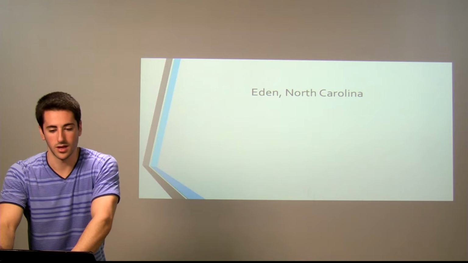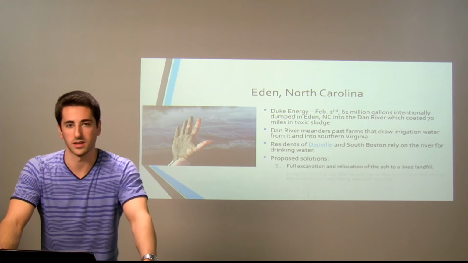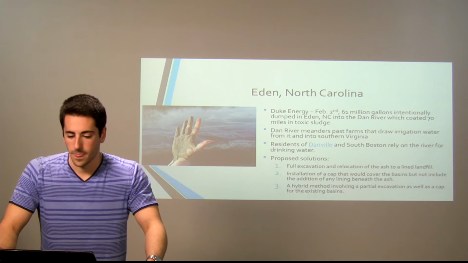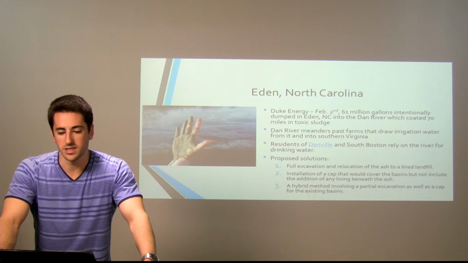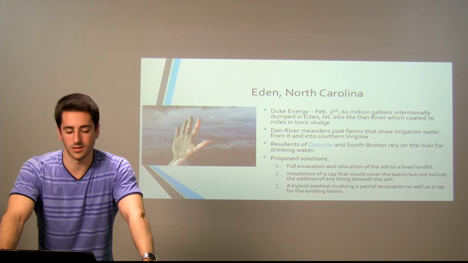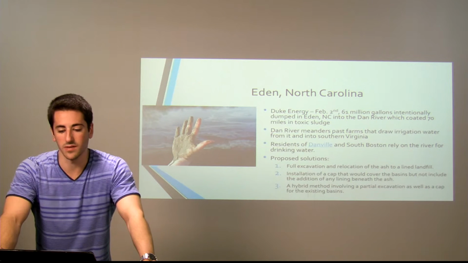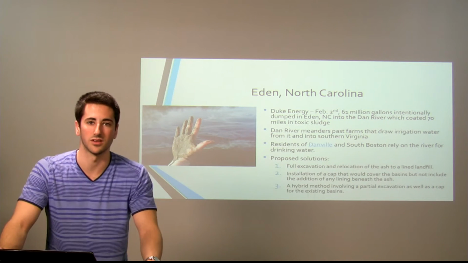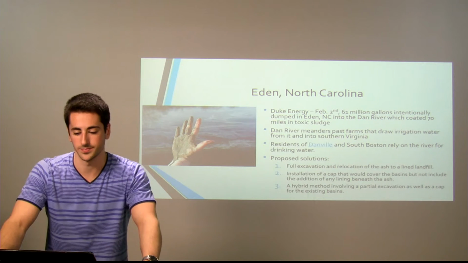The second example happened in Eden, North Carolina, on February 2nd. Duke Energy, a local company, dumped 60 million gallons into the Dan River located in Eden, North Carolina, which coated over 70 miles of this river in toxic sludge, harming wildlife and the drinking water for locals.